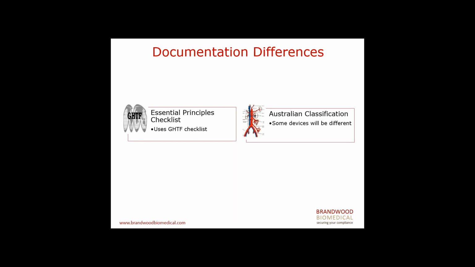So as explained earlier, with the Australian classification, some devices will be different, and examples were provided in the earlier slide. Next, the Declaration of Conformity. TGA have their own Declaration of Conformity, and they will not accept that from Europe. They won't accept a European declaration. There are templates available, but basically you have to submit an Australian Declaration of Conformity.